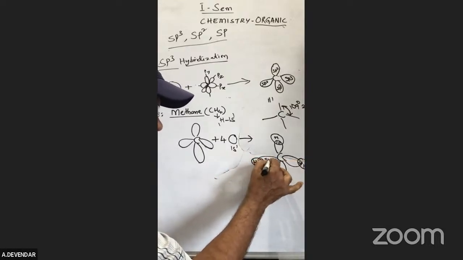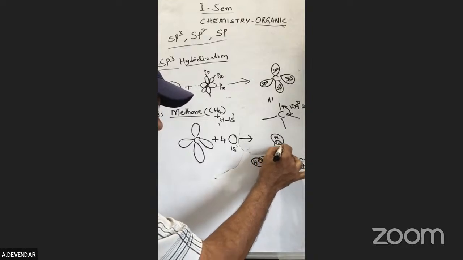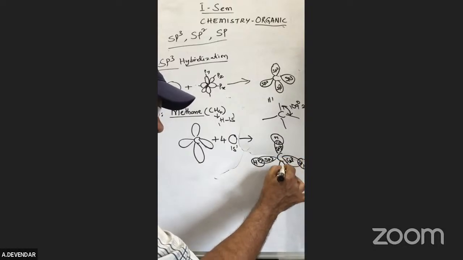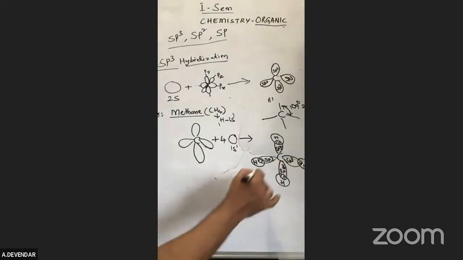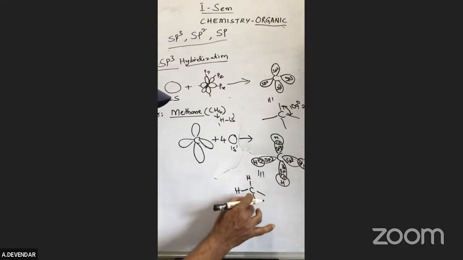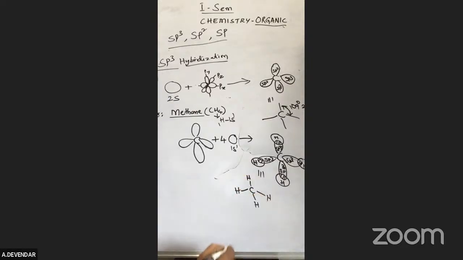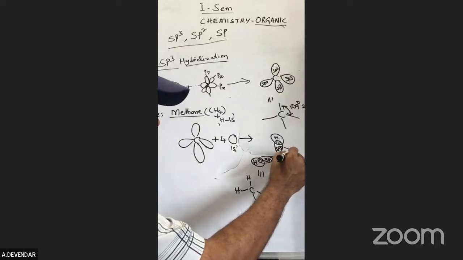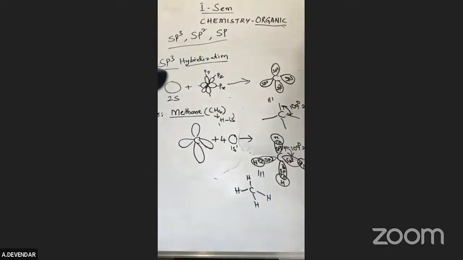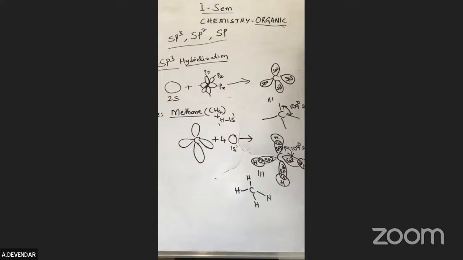What about this one? It is sp3 orbital. It is sp3 only. Now we can represent this one like this structure, and the bond angle here is 109 degrees 28 minutes. Example of methane. You can take ethane also in a similar manner.